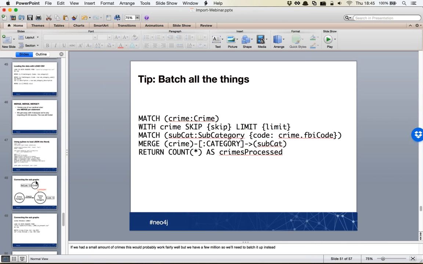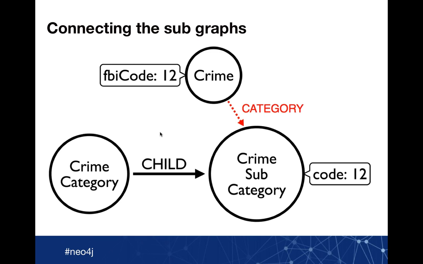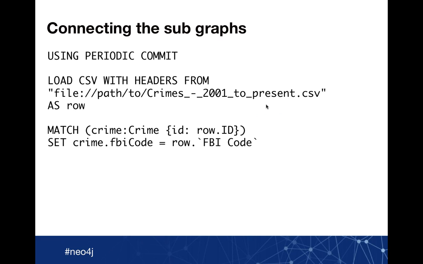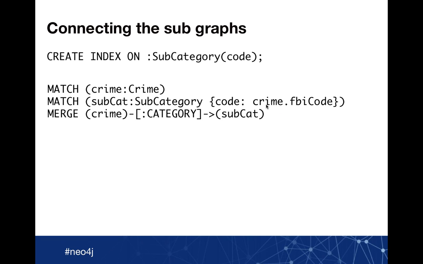But now we're actually at the point where we've got those subgraphs. So we've now imported this bit, and you've seen we've now got our little hierarchy. What we want to do is go and create this relationship. That was the whole intention of getting this hierarchy in there. The first thing we have to do is put in the FBI code on the crime. I think we might already have that, but if we didn't, we would have to put it on. And then we want to put an index on our subcategory so that it's quick when we're actually executing it.